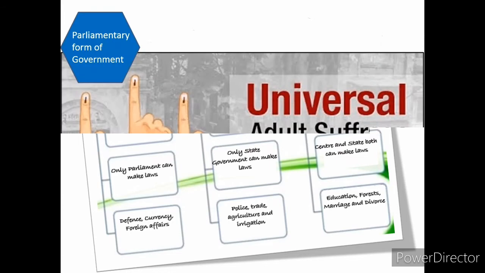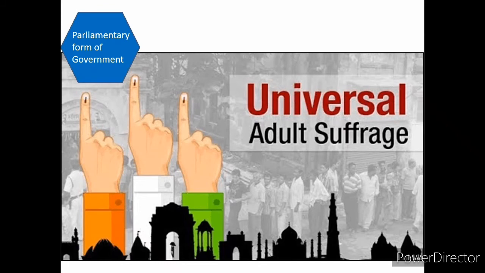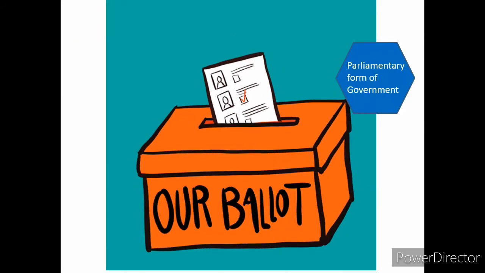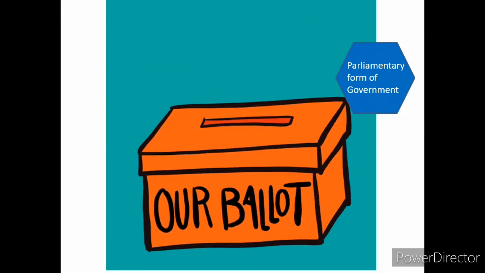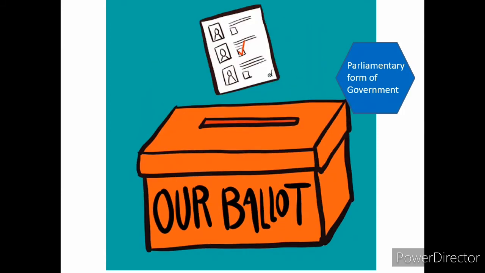Parliamentary form of government. All our leaders at all the 3 tiers are elected by the people. The Constitution grants every citizen above the age of 18 years the right to vote, thus attempting to break traditional caste, class and gender hierarchies. In the parliamentary form of government, the party that gets maximum votes forms the government, and the leader of the ruling party is called the Prime Minister.